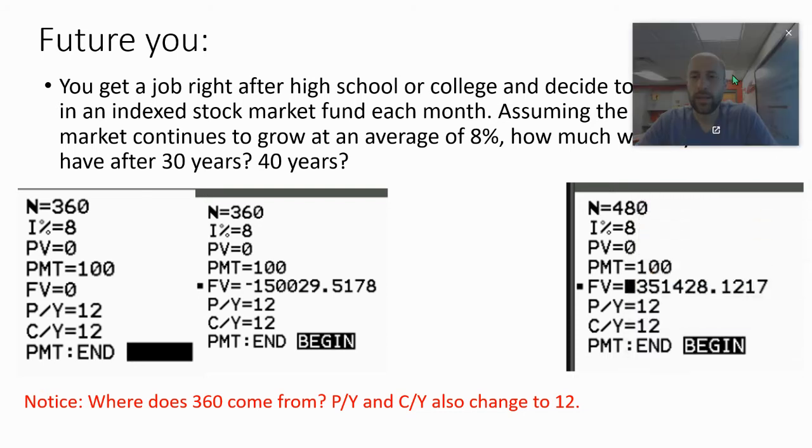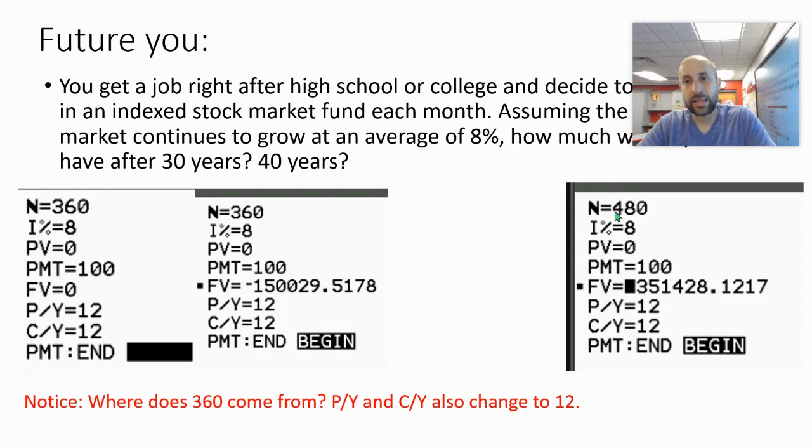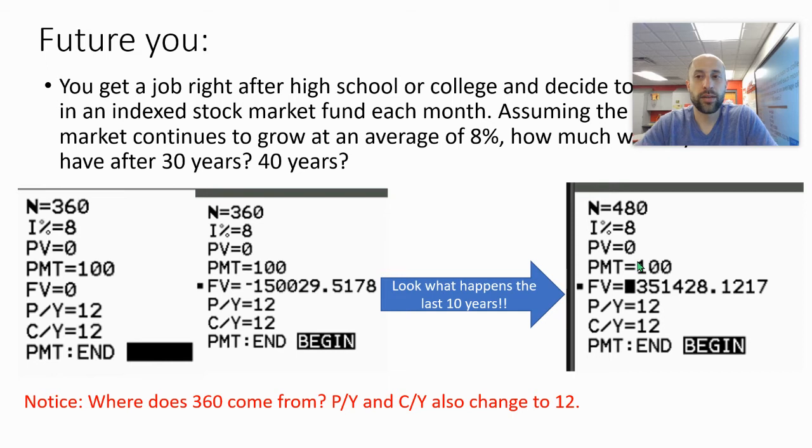All right, let's take a look. So after 40 years, that would be 480 periods, 480 monthly compounds. The account value is now worth $351,428. So notice what happened.